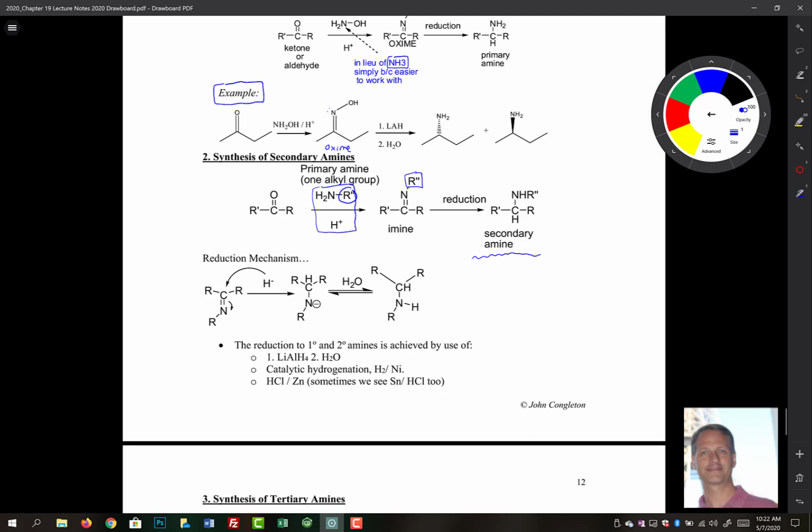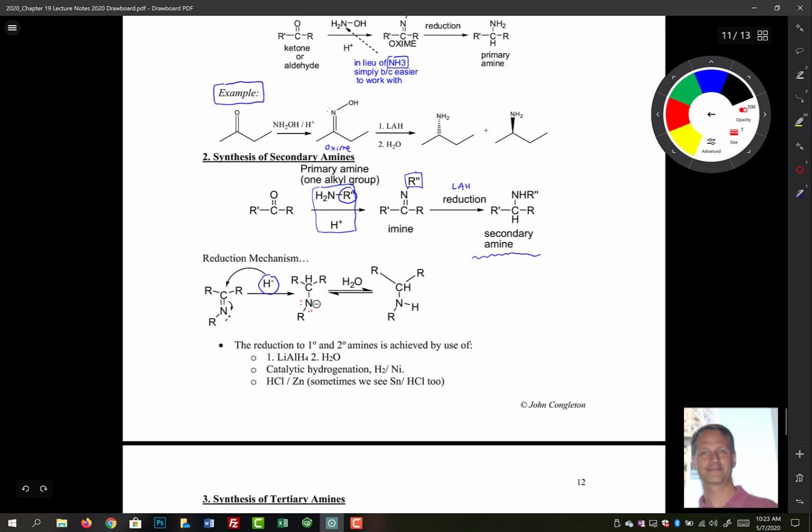Sometimes students are interested in knowing what the mechanism for that reduction is. Well, it's actually pretty straightforward. So remember, we're using lots of different things, but if we're using LAH, then that's a source of H minus. So our H minus would come around and attack our carbon, putting our electrons up onto nitrogen. So that would have two lone pairs there.